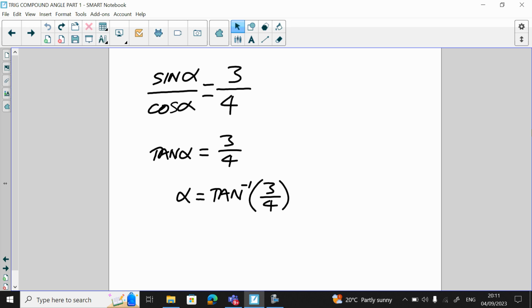Number of decimal points I've worked to, I probably just went to 1 or 2. I'm not sure myself. So here we go, 36.9. It's maybe 36.869 or something like that. I don't know. So I went for that. We don't get upset for that. Yeah, I'm going to go for that. Okay, so that's us pinned down to alpha.